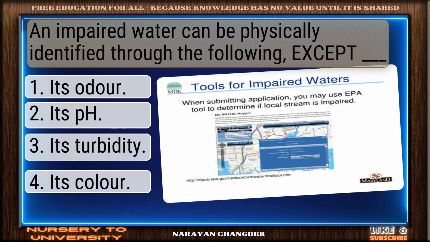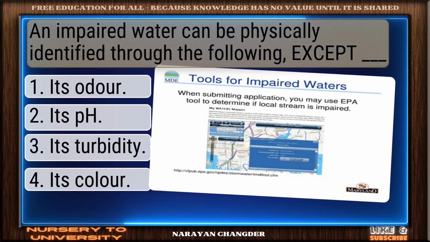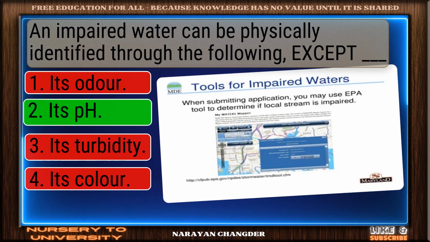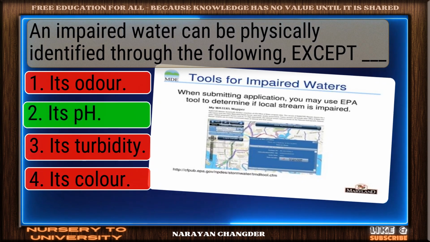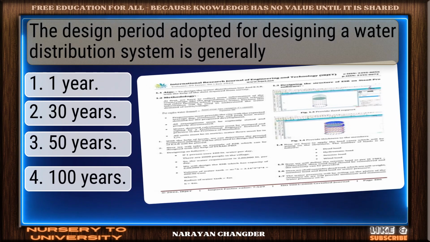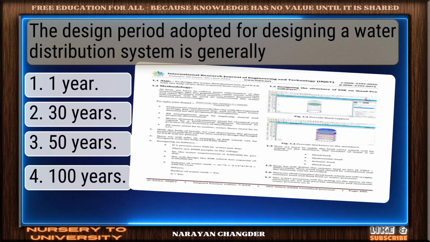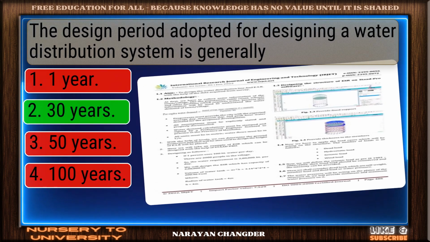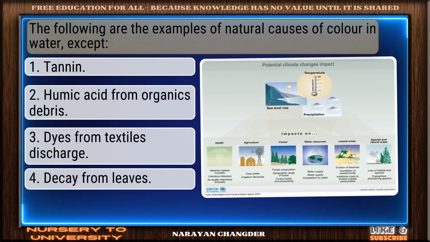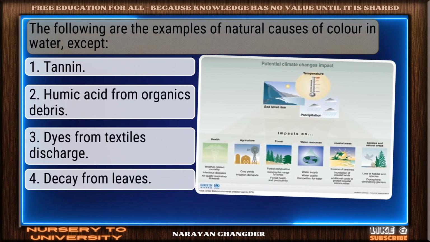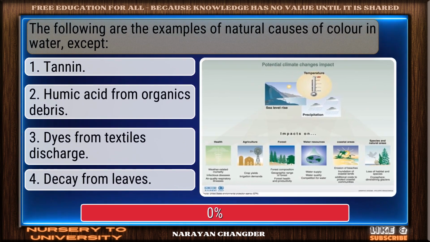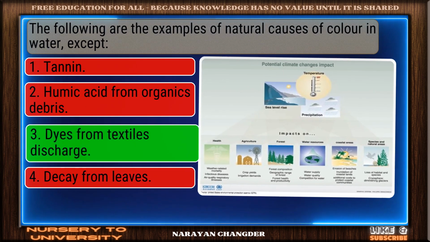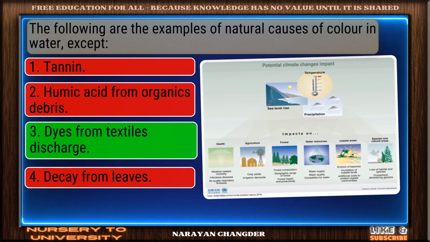An impaired water can be physically identified through the following, except dash. You chose it's fifth, and it is correct. The design period adopted for designing a water distribution system is generally. Excellent choice. 30 years is the right answer. The following are the examples of natural causes of color in water, except. Nice selection. Dyes from textiles discharge is the correct and valid answer.